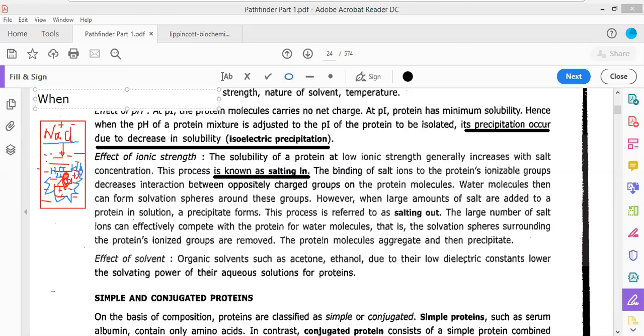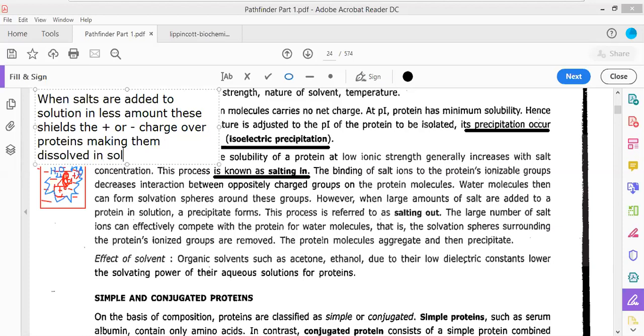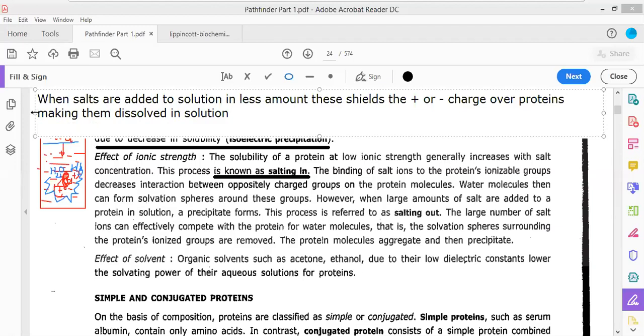When salts are added to a solution in less amount, they shield the positive or negative charge over proteins, making them dissolve in solution. Protein has been dissolved in solution. Now what is going to happen? Now in the next case, you add more amount of salt.